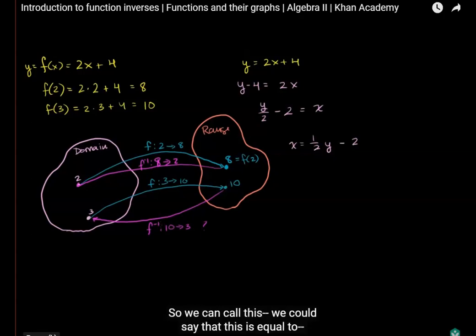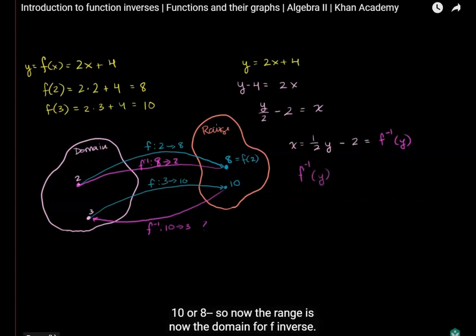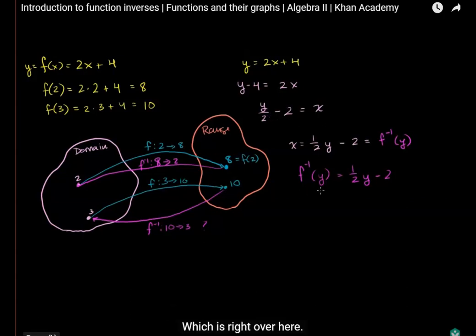So we could say that this is equal to f inverse as a function of y. So now the range is now the domain for f inverse. f inverse as a function of y is equal to 1/2 y minus 2. So all we did is we started with our original function, y is equal to 2x plus 4. We solved for y in terms of x. Then we just do a little bit of algebra, solve for x in terms of y, and we say that is our inverse as a function of y, which is right over here.